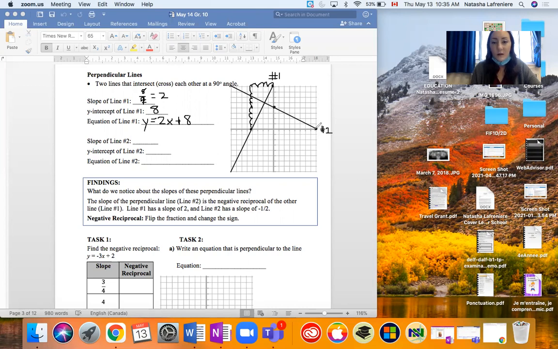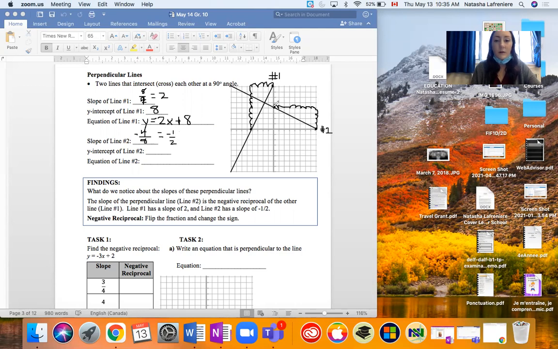And we're going to look at our rise. So our rise is 1, 2, 3, 4. And because it is going downwards, it's going to be negative. So negative 4 over, and then 1, 2, 3, 4, 5, 6, 7, 8. 8. And we can simplify that, so it'll be negative 1 over 2.